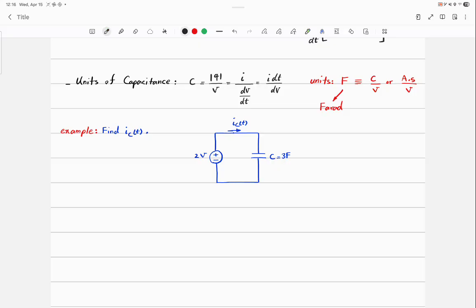Let's find the current in this circuit. First, what's the voltage across the capacitor? 2 volts, right? So I'm going to write V equal 2 volts. So the current I_C is equal to C dV over dt. C is 3 farad. d over dt of 2 volts. It's equal to 0. Does that remind you of something?